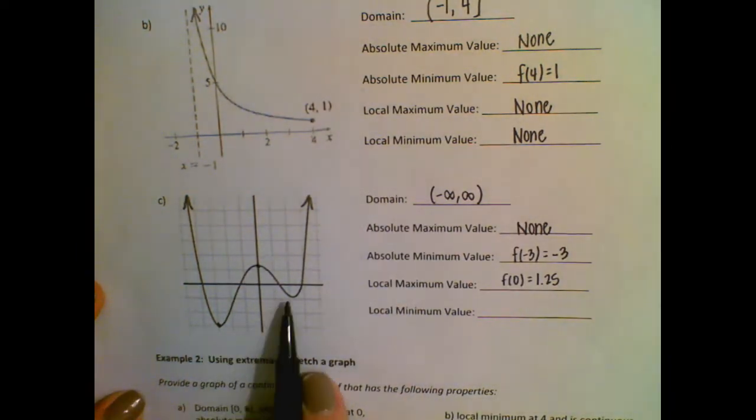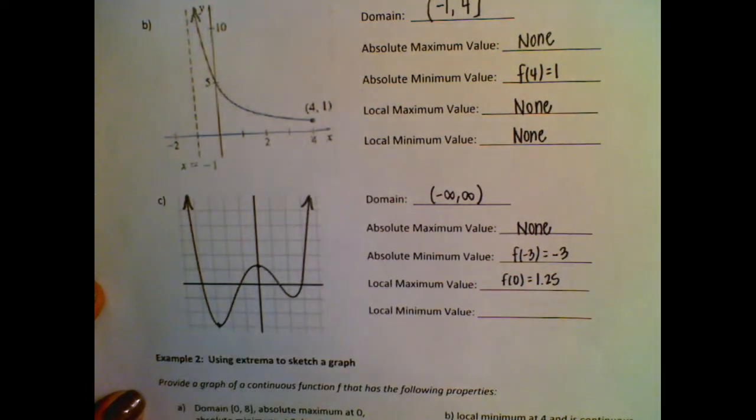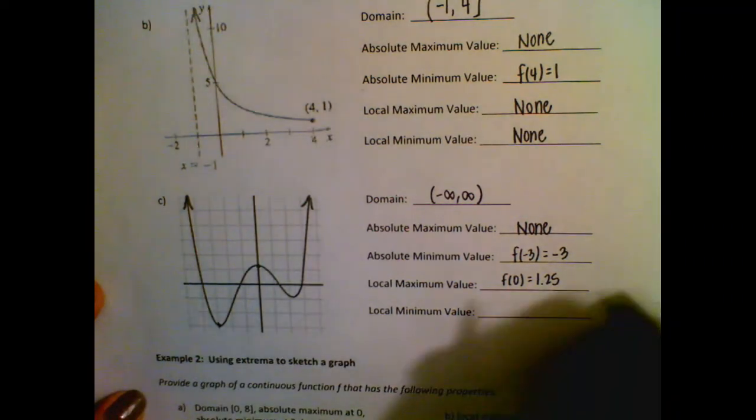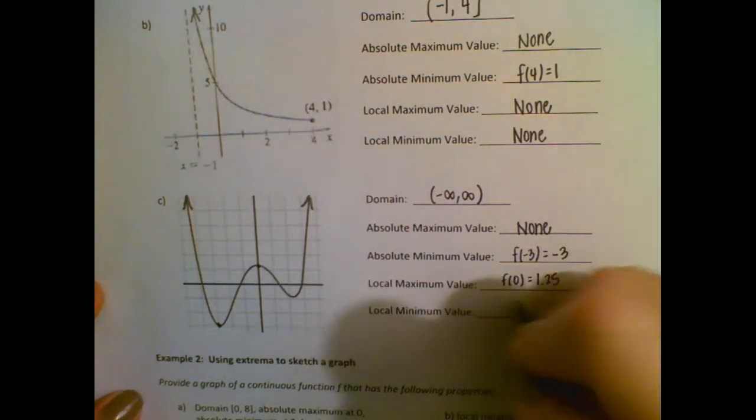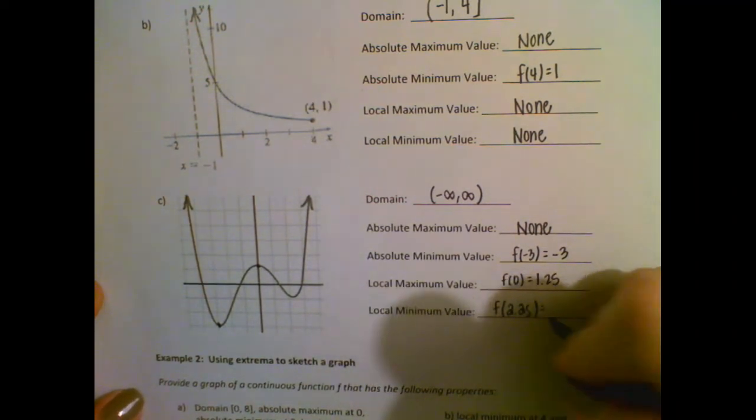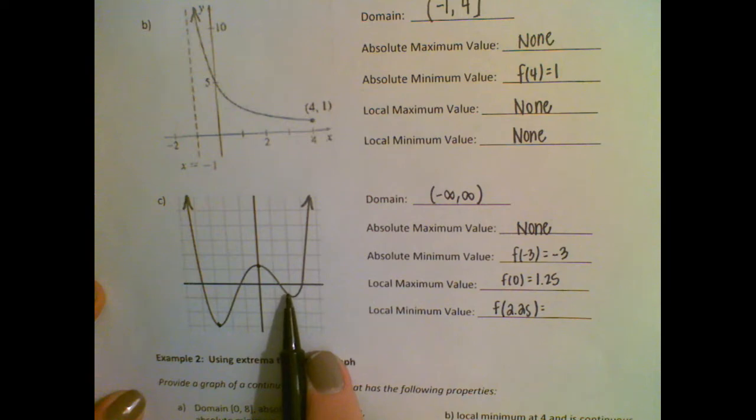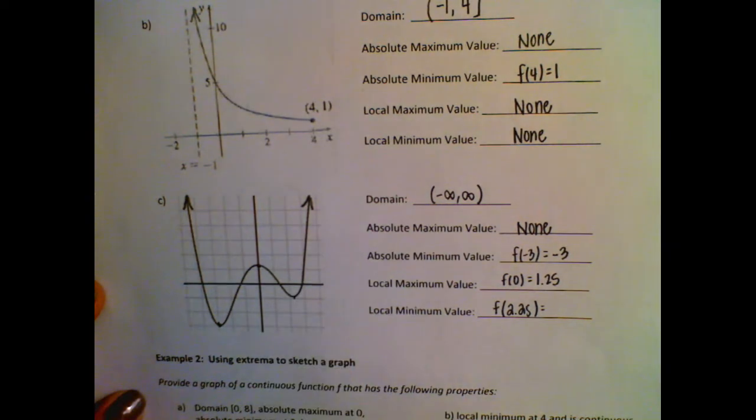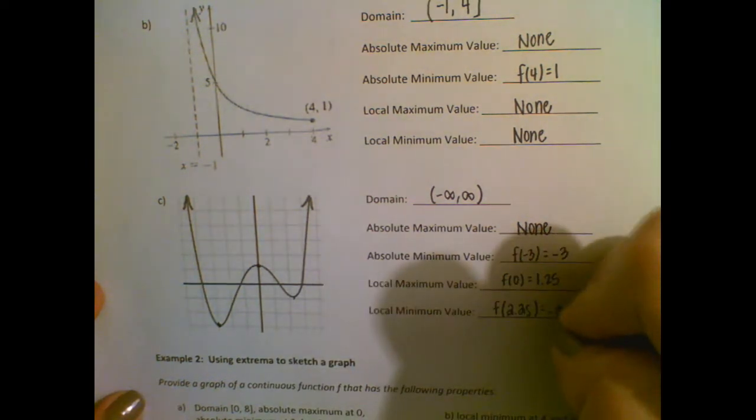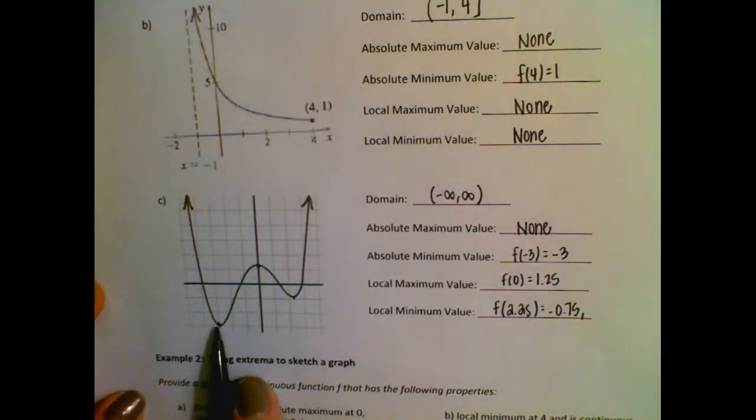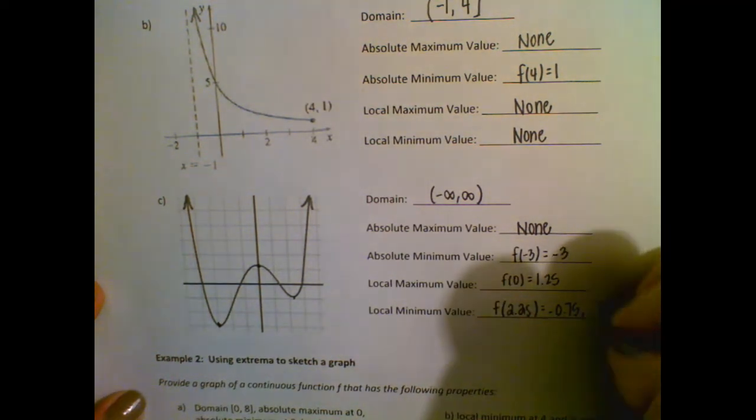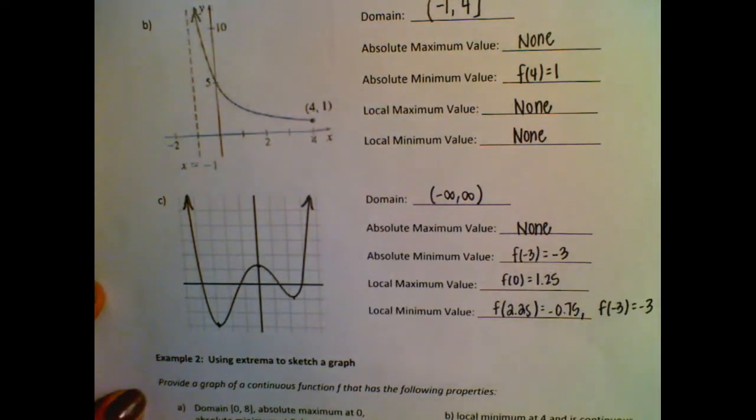And then I actually have 2 local minimums here. So again, I can have more than one local minimum or local maximum. And because I do have an absolute minimum here, it can also be a local. So I actually have 2 points here. I would say my local minimum would be f of 2.25 is equal to, I don't know, close to -1, so maybe like -0.75. And then I do have this other point here, which we already said was f of -3 is equal to -3.